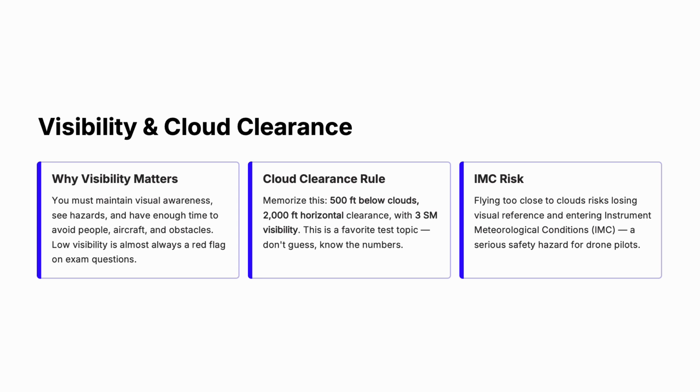Now here's a number you absolutely need to memorize: the cloud clearance rule. 500 feet below clouds, 2,000 feet of horizontal clearance, and 3 statute miles of visibility. This is a favorite exam topic, so don't guess on it. Know these numbers by heart. And here's why it matters beyond the test. Flying too close to clouds risks losing your visual reference entirely and entering what's called instrument meteorological conditions, or IMC, a serious safety hazard for a drone pilot who has no instruments to fly by.